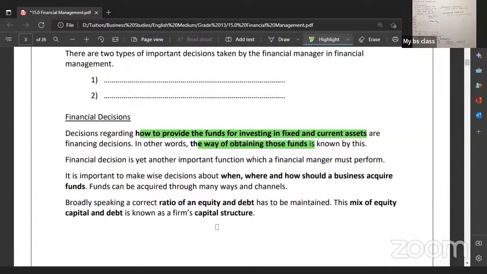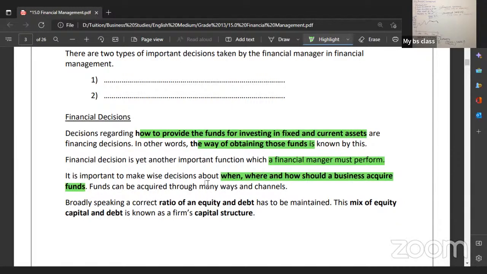Financial decision is yet another important function which a financial manager must perform. It is important to make wise decisions about when, where, and how the business should acquire funds. We need to have an idea of how and from where we will get them, right? Which gives the best interest to the business.